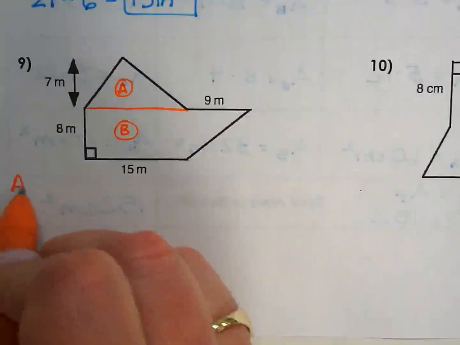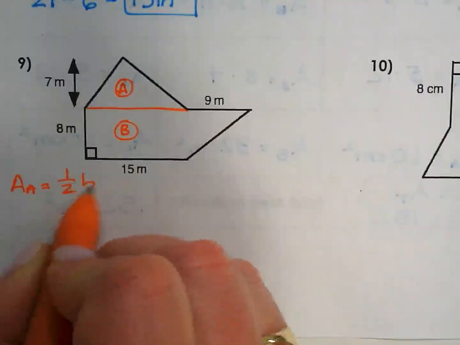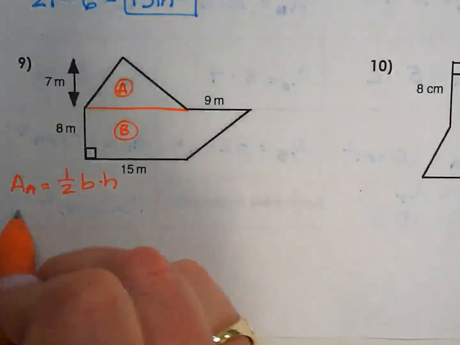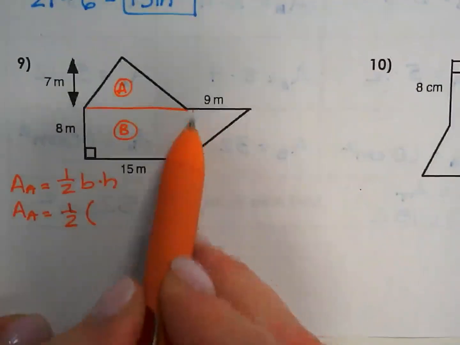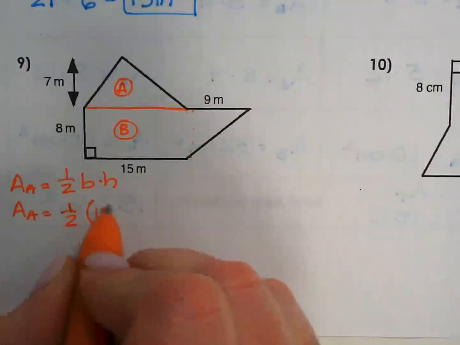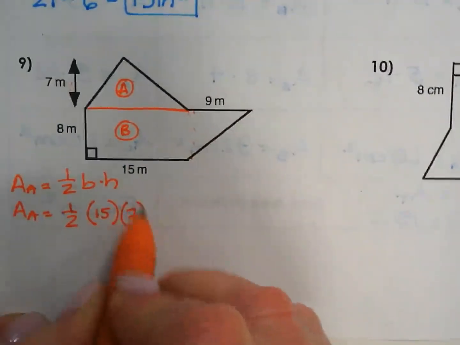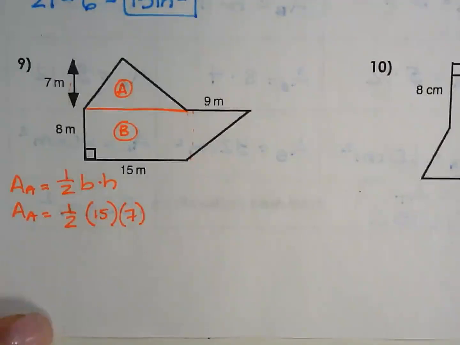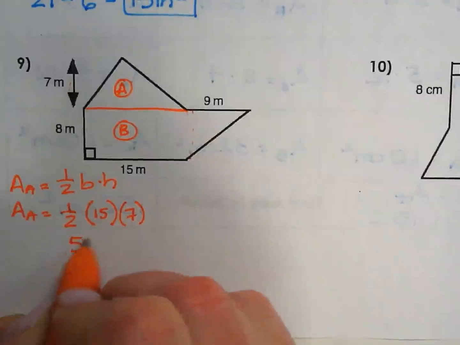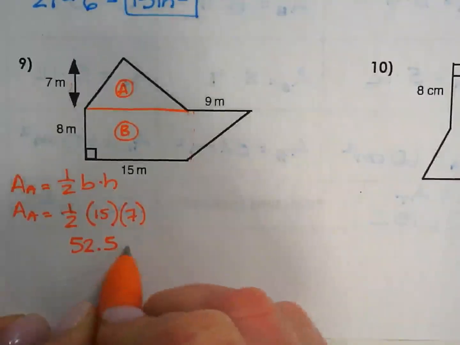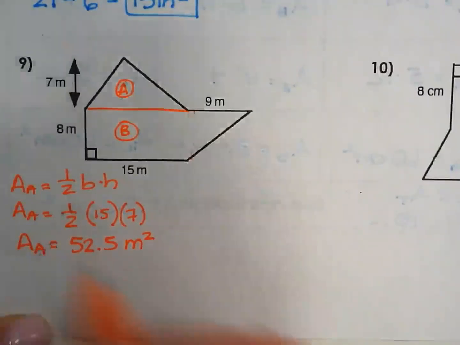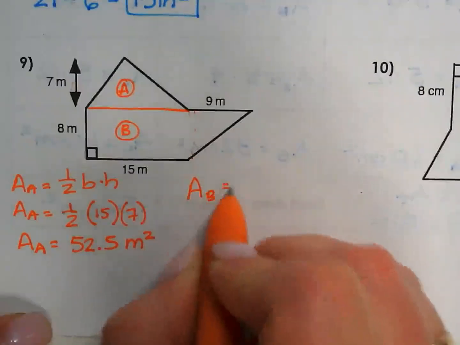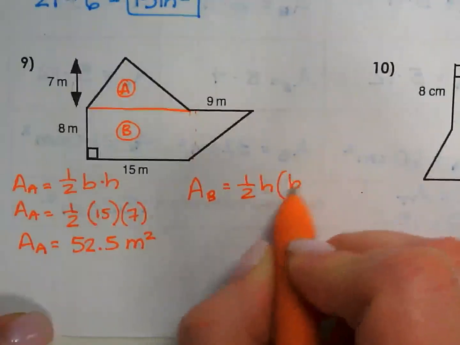So the area of A is equal to 1/2 the base times height because it's a triangle. So our base in this triangle is equivalent to this, so 15, and the height was listed as 7. All right, so 15 times 7 is 105. Divide that by 2 because we're taking half of it. We get that the area of the triangle is 52.5 meters squared.